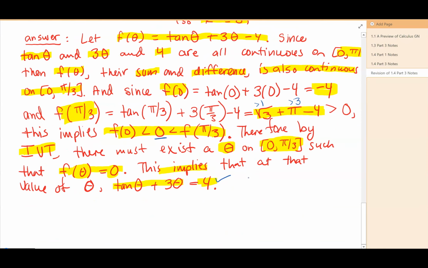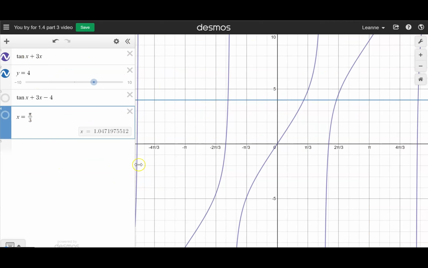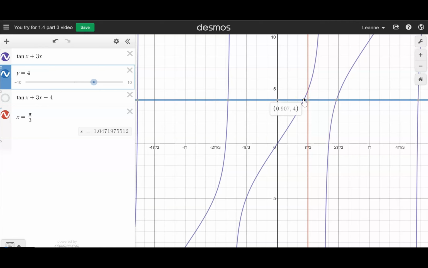So I wanted to show you how to confirm this with the calculator, both the option 1 way and the option 2 way. So here I am looking at option 1. Option 1 is when you treat tan theta plus 3 theta as a separate function, and then 4 as the y value that we're trying to show exists. Also, I'm just going to show you where pi over 3 is. It's right about there. So you can see that there is in fact a solution right there that is between 0 and pi over 3, right?